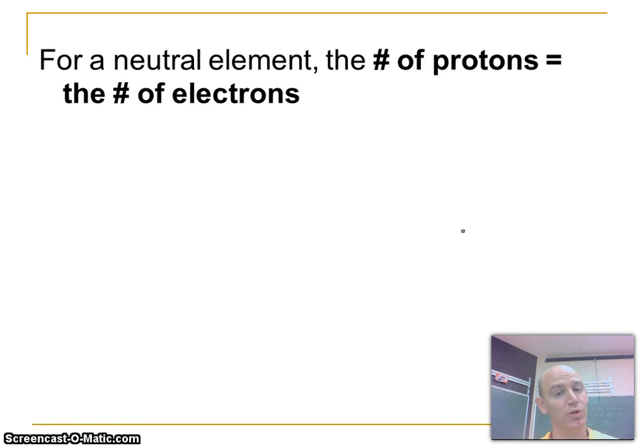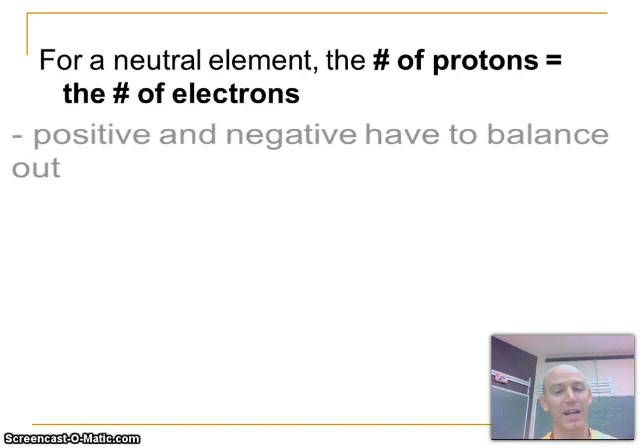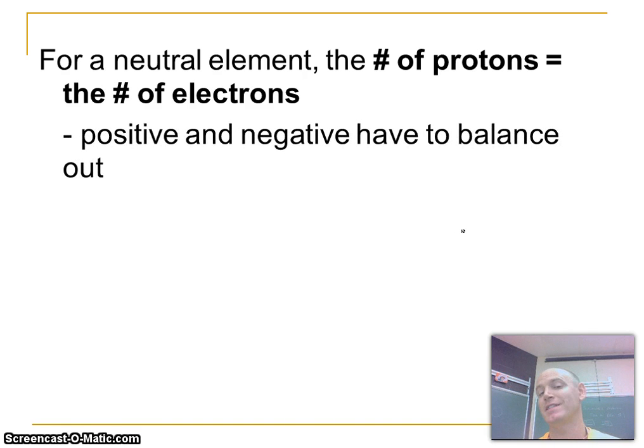For a neutral element, the number of protons is equal to the number of electrons. So what that means is that if we know the number of protons, we also know the number of electrons, as long as we are neutral. Now, if we're an ion, we can still figure out the number of electrons, but we may have to do a little addition or subtraction. And the reason that protons and electrons are equal to each other for a neutral atom is because they have to balance each other out.